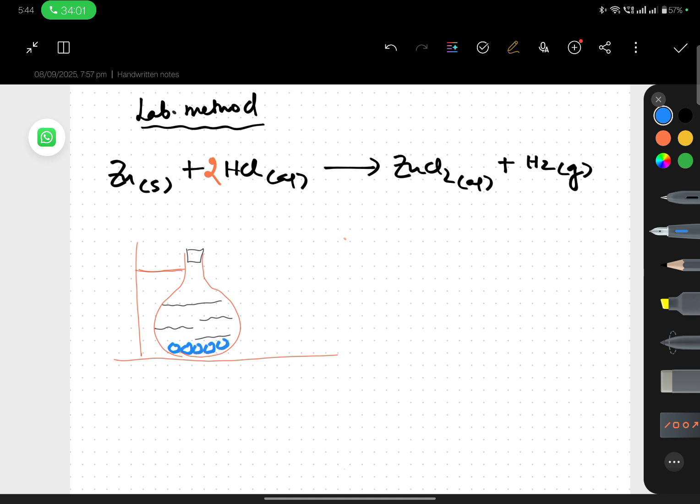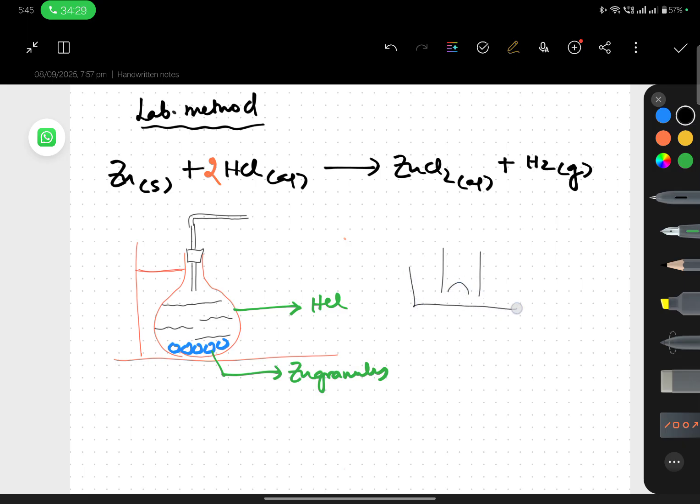So they'll take a standard measuring flask or conical flask. So you can take HCl here, and the blue ones are zinc granules. So the gas comes out of it. We have an inverted trough containing water in it. So you'll get hydrogen gas.